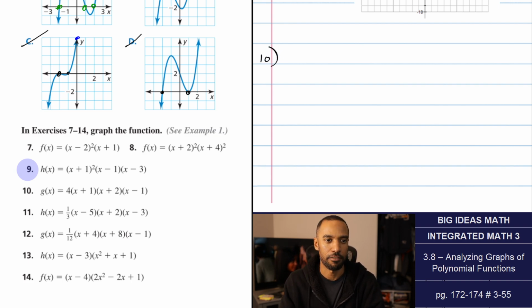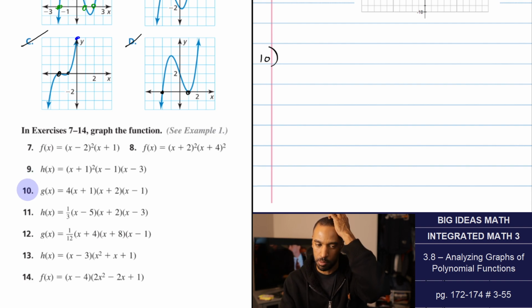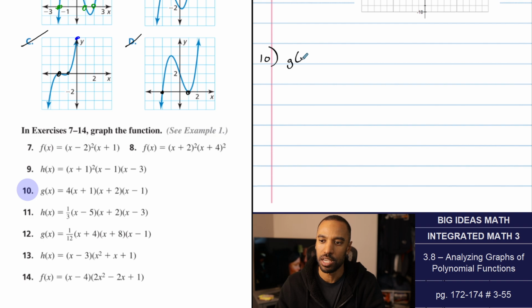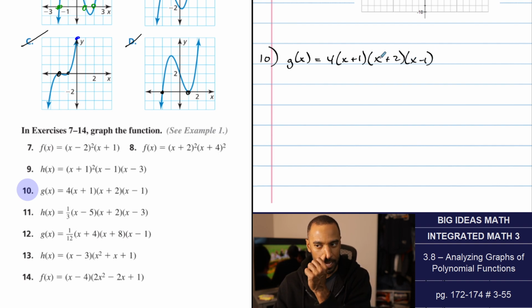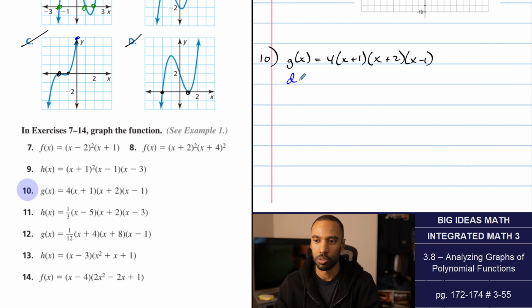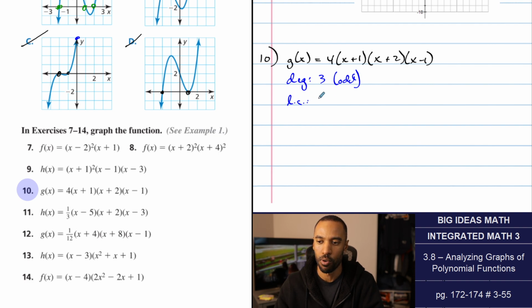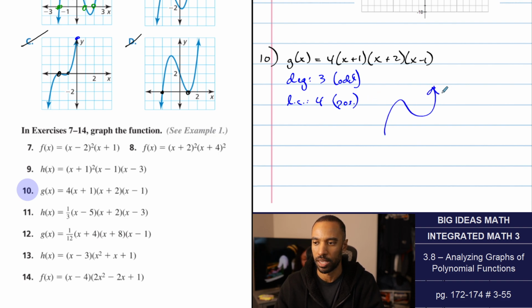Number 10. And after number 10, I feel like I'm going to write less information, at least for the degrees and stuff. You'll see me whittle things down over time. g of x equals 4 times x plus 1 times x plus 2 times x minus 1. X times x times x is x cubed. We have a third degree polynomial. That's an odd function. The leading coefficient this time is 4, but it's still positive. So this will start down, finish up, whoop, like that.